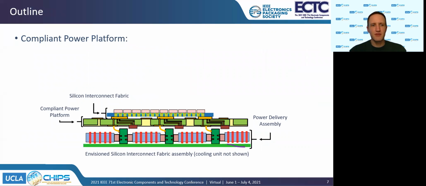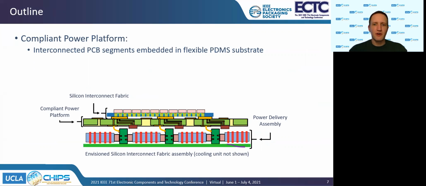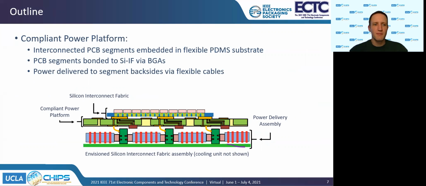So to achieve this, we propose the Compliant Power Platform. In this approach, the PCB used for power delivery is divided into smaller segments embedded in a flexible PDMS substrate and electrically interconnected. Each PCB segment is bonded to the wafer via solder BGAs. Power is delivered from power boards on a separate power delivery assembly to the segment backsides via flexible cables. Additional area on the segment backsides can be used for decoupling capacitors.